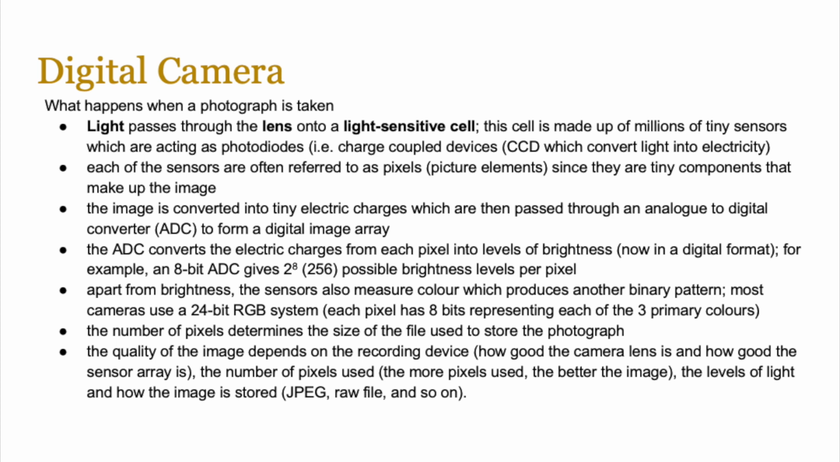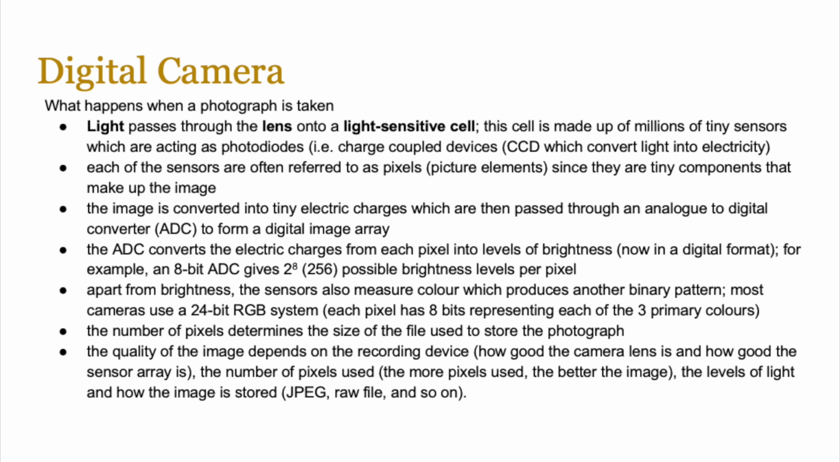And apart from brightness, the sensors also measure color, which produces another binary pattern. Most cameras use a 24-bit RGB system, red, green, blue system. Each pixel has 8 bits representing each of the 3 primary colors. The number of pixels determines the size of the file which is used to store the photograph.